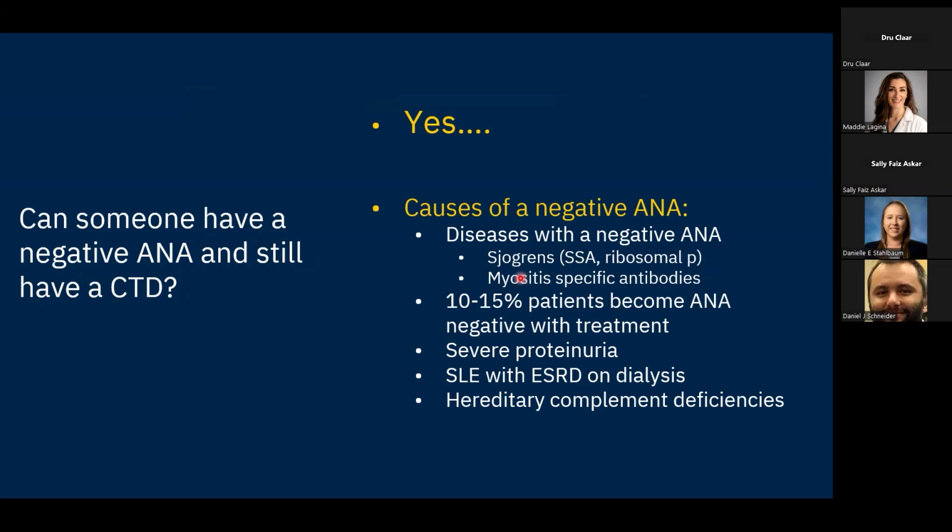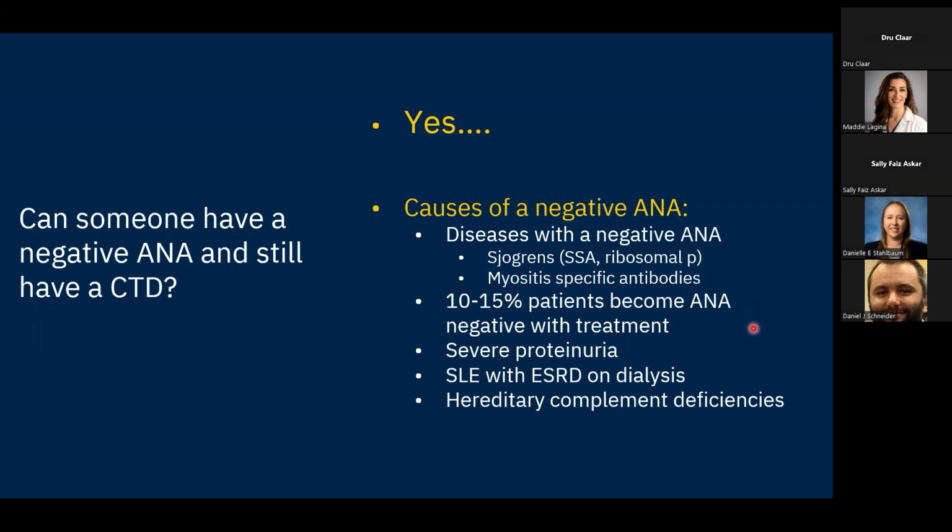So for example, Sjogren's, SSA antibodies can be cytoplasmic rather than nuclear. So if your lab, like ours, is not reporting that cytoplasmic pattern, it might flag as the ANA being negative when really it was actually positive. Many of the myositis specific antibodies may not have an ANA, so you want to order those separately from your ANA and not depend on the ANA being positive to trigger reflex ordering of that.